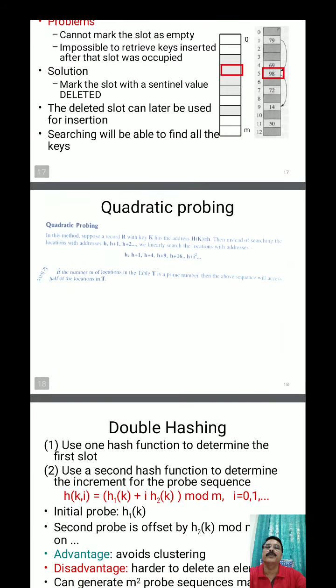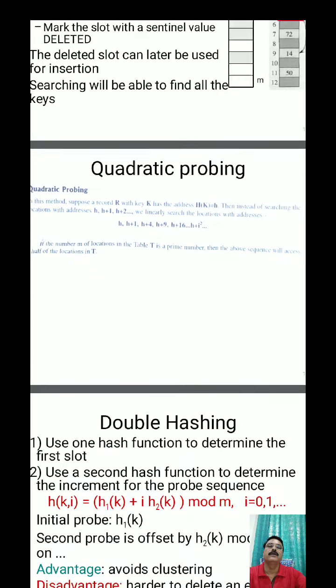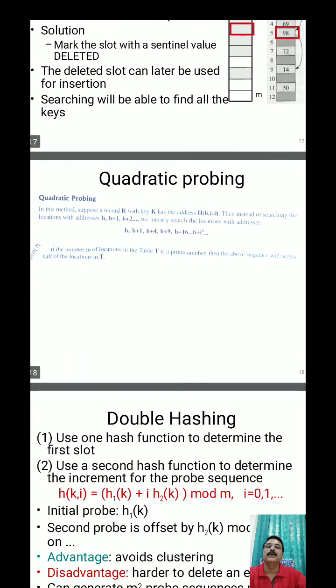So let's see quadratic probing. In this method, suppose a record R with key k has the address h of k equal to small h. Instead of searching the locations with addresses h plus 1, h plus 2, we search the locations with addresses h plus 1, h plus 4, h plus 9, and so on, h plus i square. If the number m of locations in the table T is a prime number, then the above sequence will access half of the locations in T.